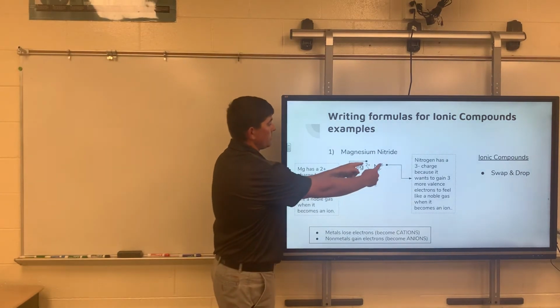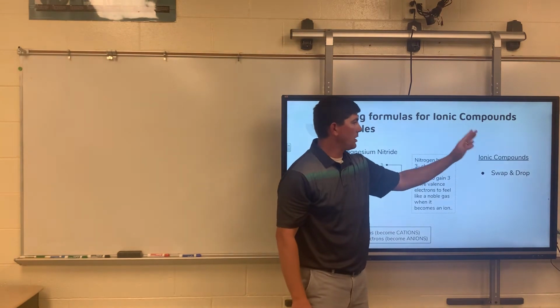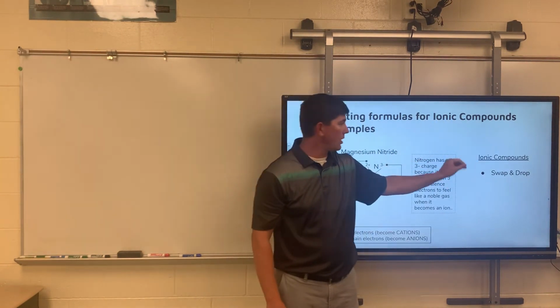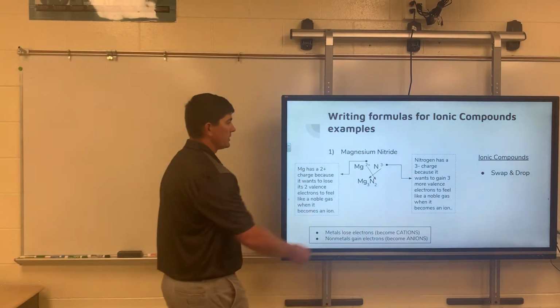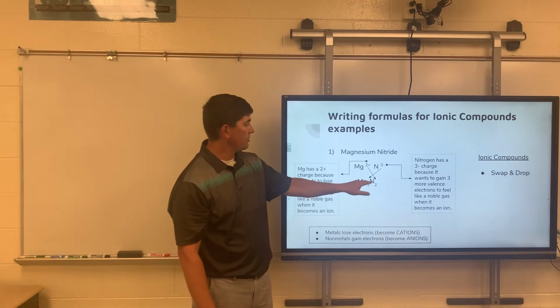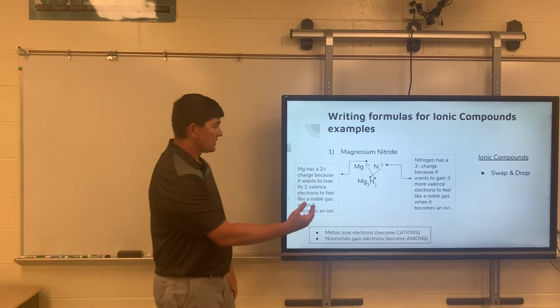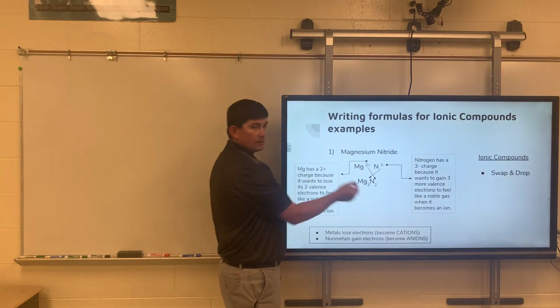All right, so we swap and drop. Let's get out the little arrows. Ionic compounds, we swap and drop. We take the oxidations and we swap and drop them. So I end up with the formula Mg3N2, which tells me I have 3 magnesiums and I have 2 nitrogens.